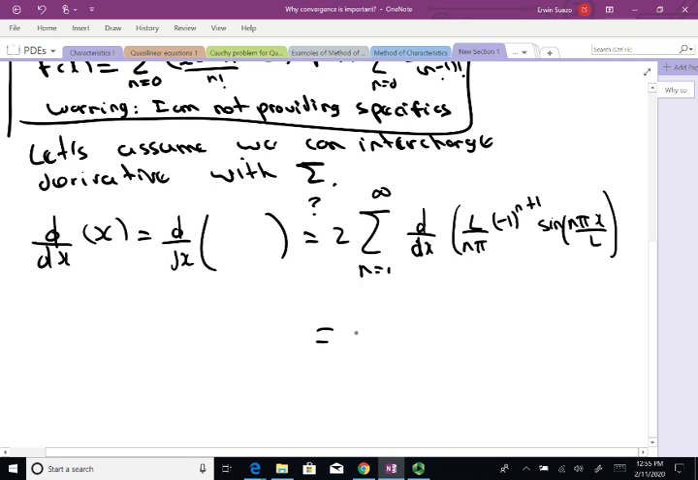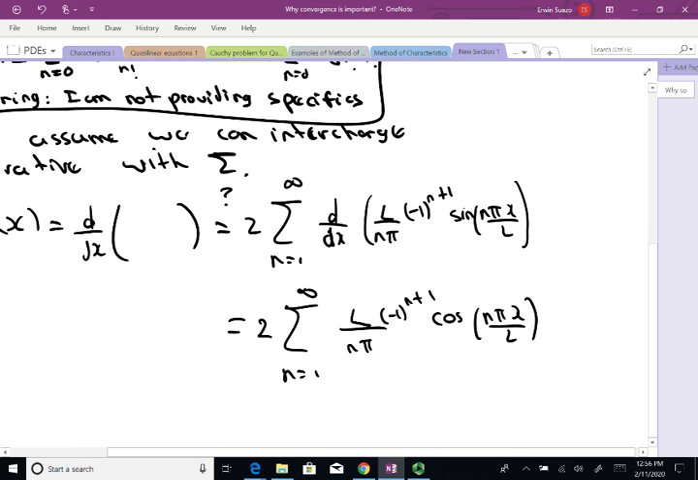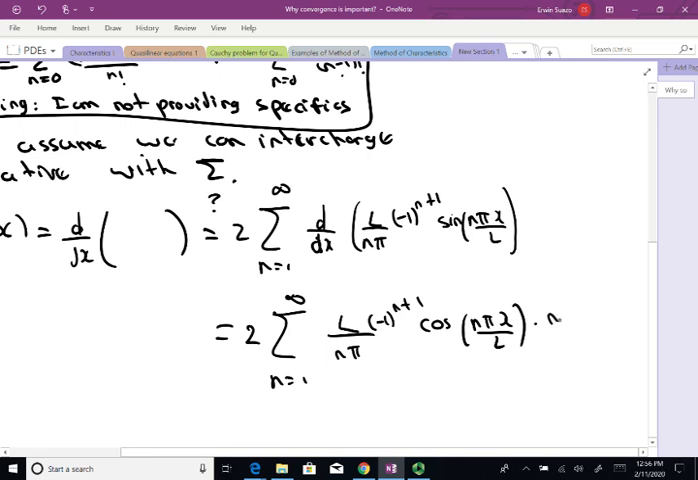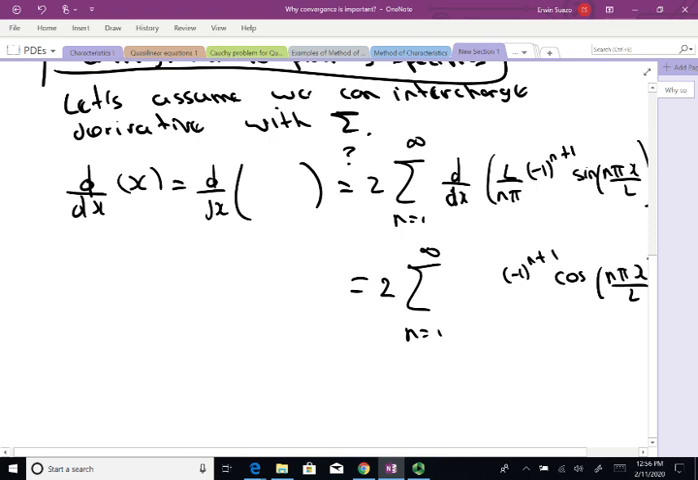This derivative is 2 times the sum n equals 1 to infinity, and these are constants, L, n pi, all these guys are constants, so they stay the same. Times the derivative of sine is cosine n pi x over L times the derivative of the inside, so times n pi over L. So this n pi cancels with this n pi, L cancels with L. So finally I just got this guy. What is the derivative of x? The derivative of x is 1.